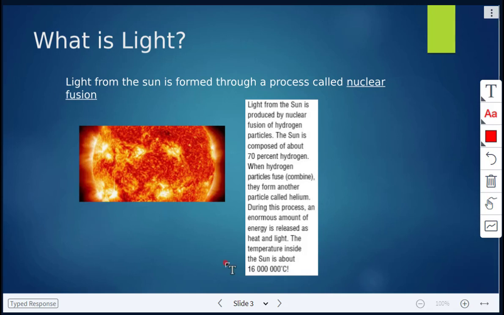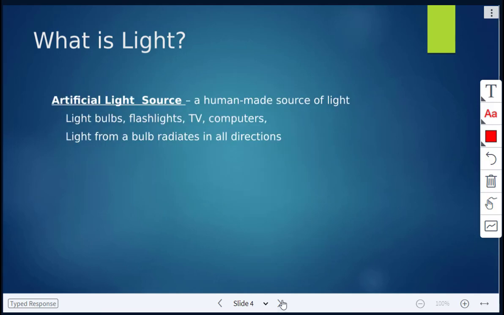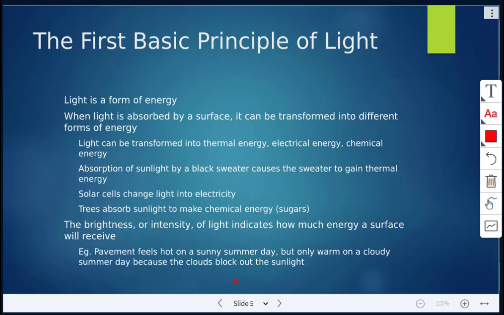So that was just a little bit about the sun and how the light from the sun is formed. We just finished talking about artificial light. And next we're going to talk about the first basic principle of light. So like I said, light is a form of energy. So when light gets absorbed by a surface, it can be transformed into different forms of energy. So for example, light can get transformed into thermal energy, which is like heat. It can be transformed into electrical energy or chemical energy.